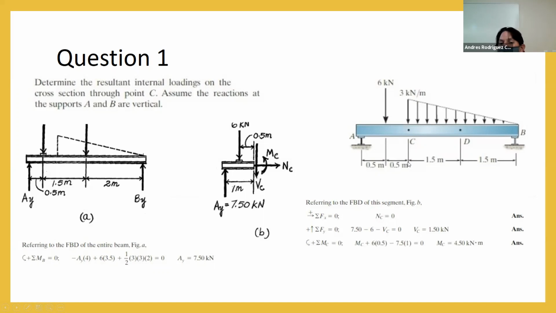After that, we have to do a summation of moments in C, which is equal to 0. We have 3 acting moments here: the moment generated by the reaction in A, the moment generated by the punctual force, and the moment in C, which is going to be the opposite one to get equilibrium at that point. So we have the moment in C: 6 multiplied by 0.5, and minus 7.5 multiplied by 1. In this case, the moment is going to be 4.5 at this point here.